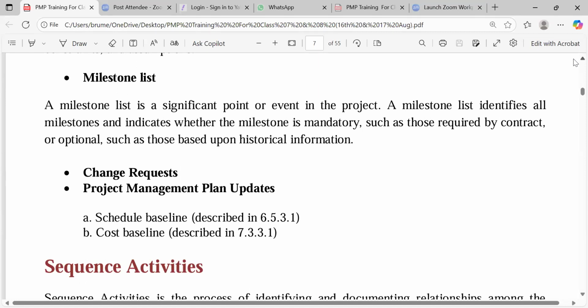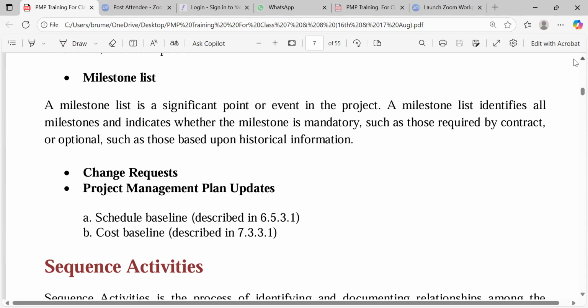So when you carry out defining activity, milestone list becomes an output, activity list becomes an output, activity attribute becomes an output. Also change request. Why would you initiate a change request? Because you are planning. You could have seen something that could have added a better value to what we thought we were doing, and you may want to suggest it to the team or to senior management. By so doing, you come up with change request. Then at the end of the day, all these new documents, all these new knowledges will go back to the project management plan. That's why we have the project management plan updates.